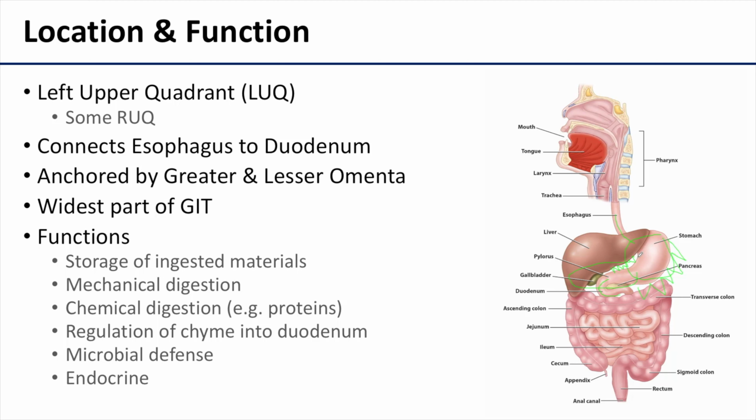As you can see from this illustration, the stomach is the widest part of the gut tube or the gastrointestinal tract, and it's very diverse in its functions. So not only does it help to store some of those ingested materials, but it also physically and chemically breaks down or digests those materials. And as an extension of that, it regulates the movement of materials forward, in particular the movement of chyme, which is the digested material of the stomach, into the duodenum. Like the remainder of the gut tube, it helps to participate in microbial defense, and it has endocrine functions related to the secretion of materials into the gut tube or motility of materials through the gut tube, etc.